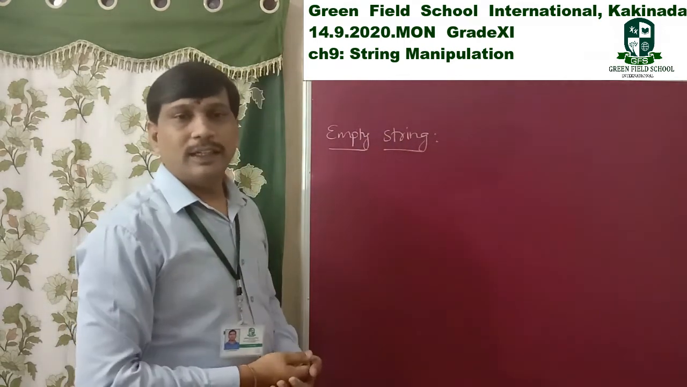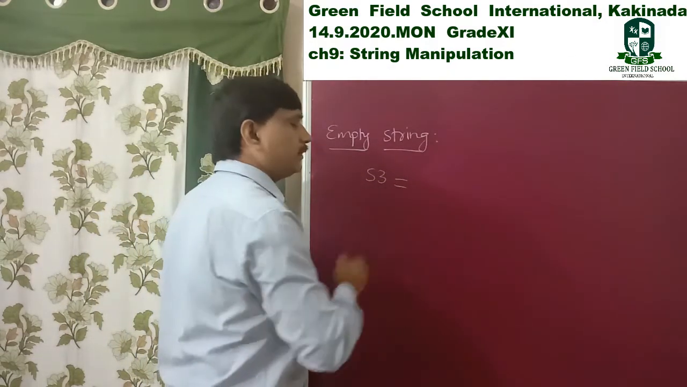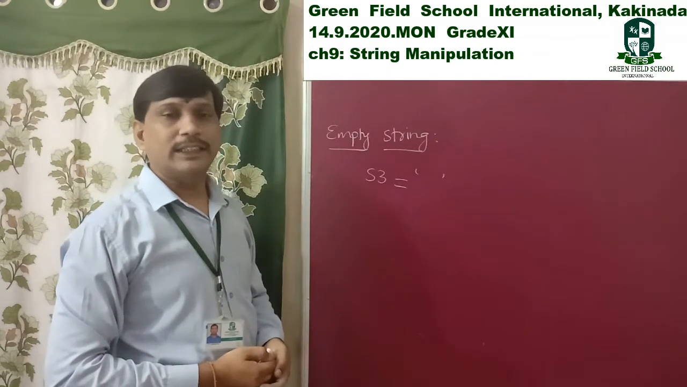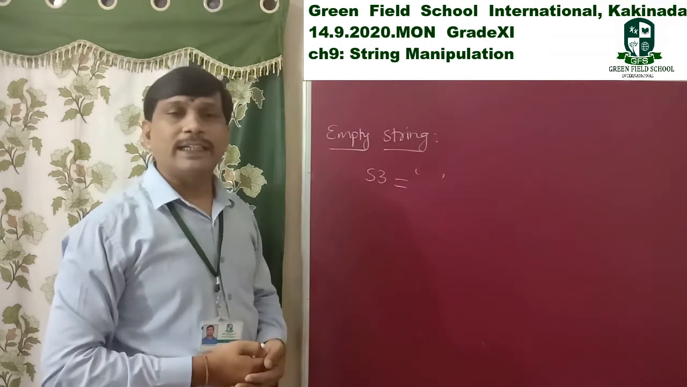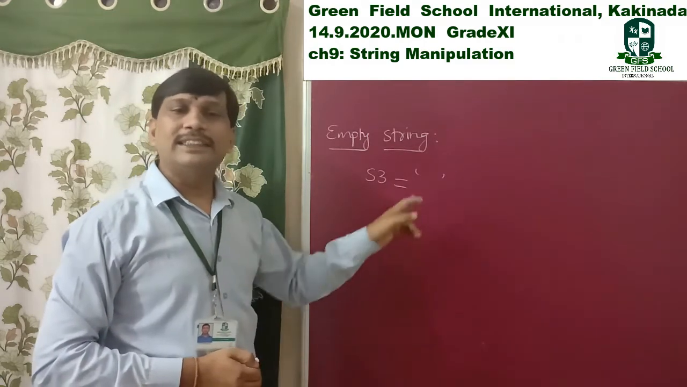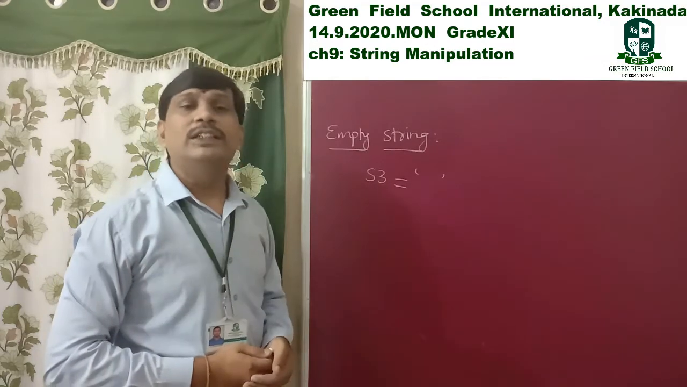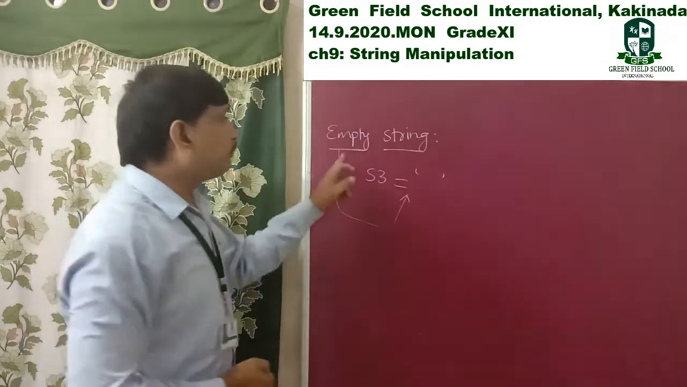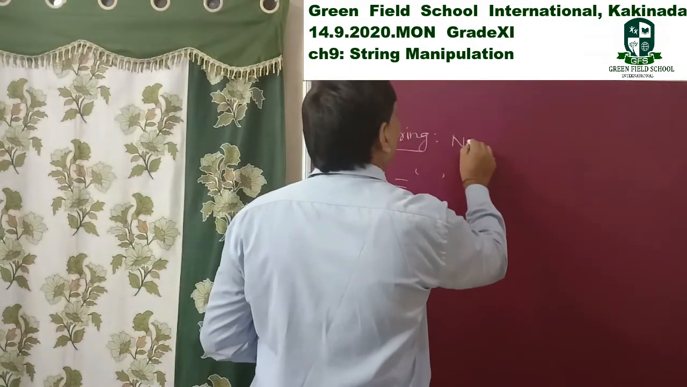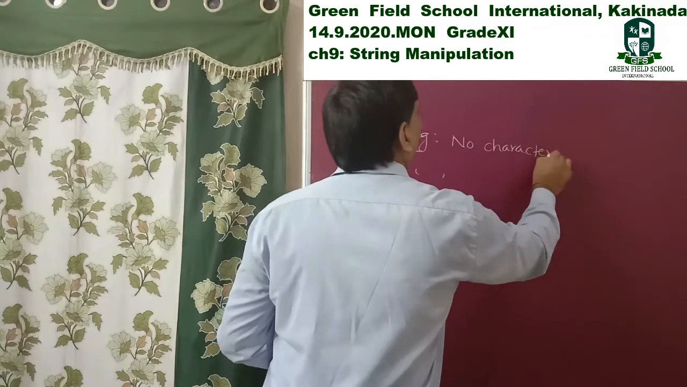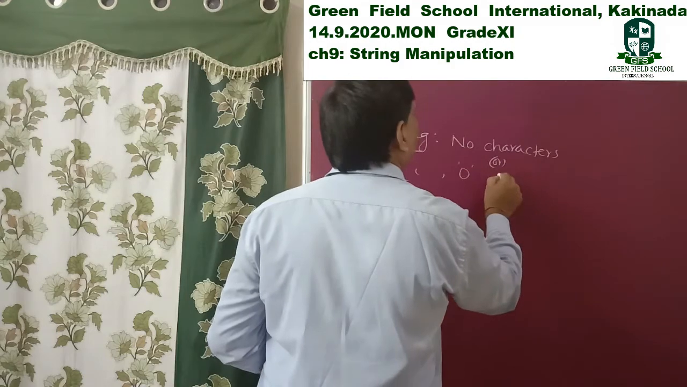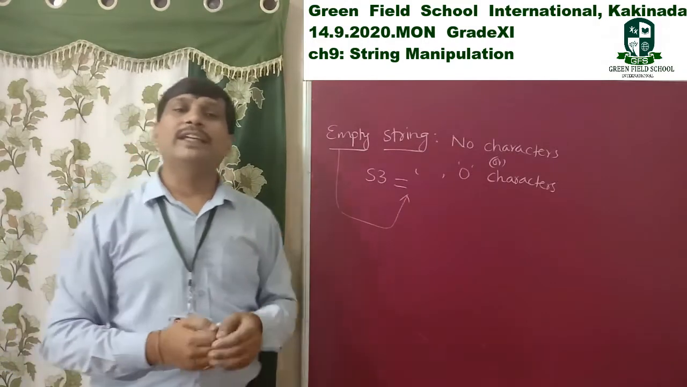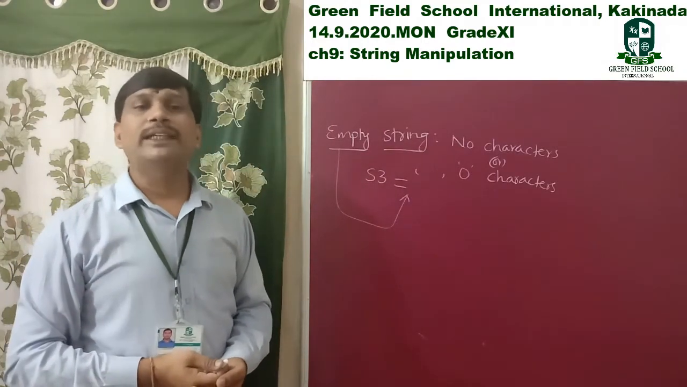See, observe this string. I create one string without having any characters. This one is one string. I placed it in without any characters, so 0 characters are there. This string S3 consists of 0 characters. That is called an empty string. So an empty string consists of no characters, or 0 characters. One string without any characters is called an empty string.